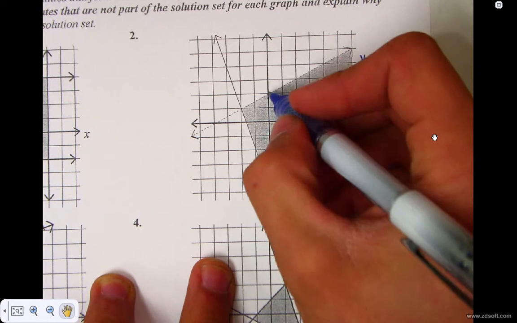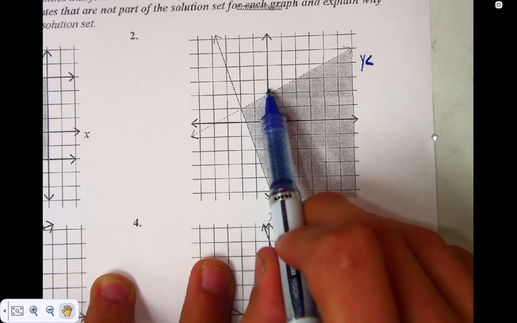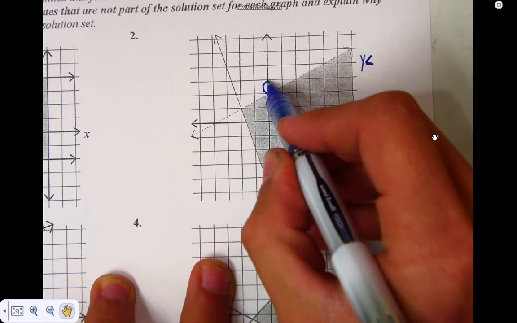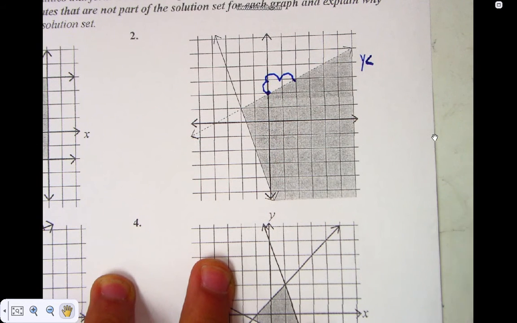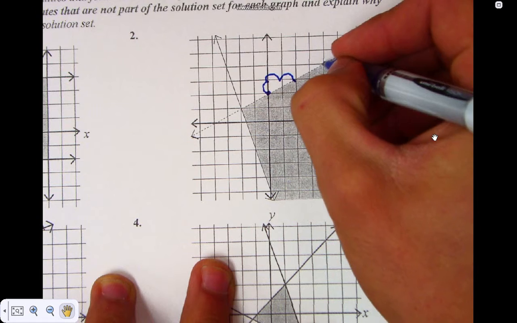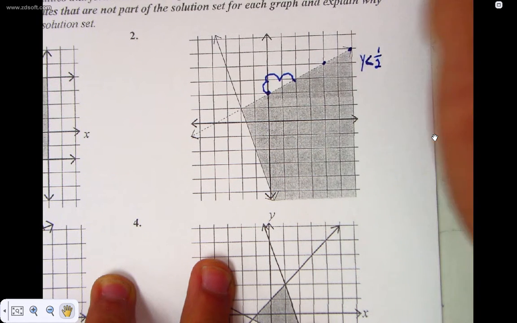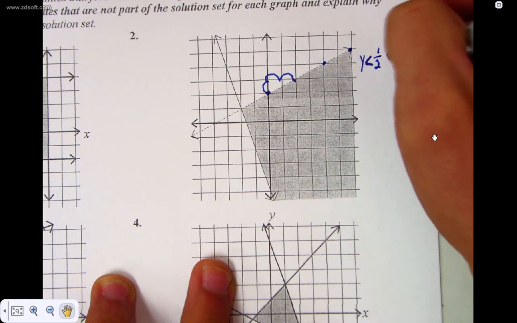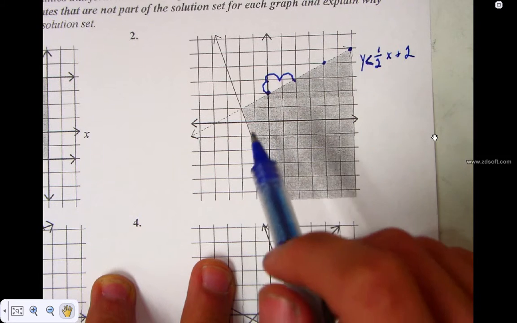And then it looks like my y-intercept is going to be at positive 2, and it looks like I'm going up 1 over 2, up 1 over 2, up 1 over 2. So it looks like up 1 over 2 would be that. x plus 2 for my y-intercept. There's my y-intercept. Alright, so that's my first equation.